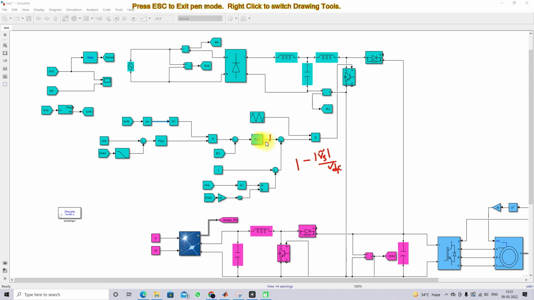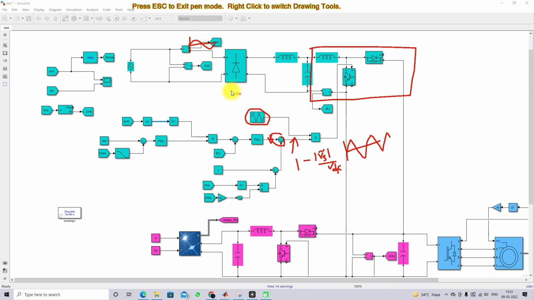The controller also generates a duty cycle, so both are added here, and we get the controlled voltage in sinusoidal form. It is compared with this triangular wave and generates the pulse for this IGBT, that means the pulse for this power factor correction converter. This pulse controls the system in order to make the source current sinusoidal.